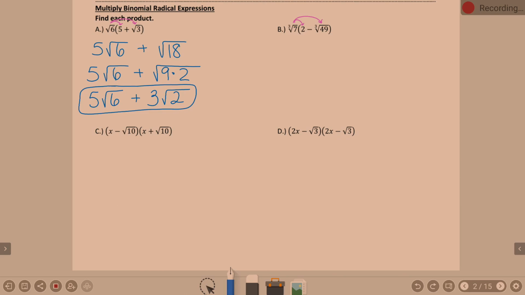What do you think the cube root of 7 times 2 is? 2 cube root of 7. Yep, pretty much just stick them together. So 2 cube root of 7. I'm going to carry my minus sign down. Cube root of 7 times cube root of 49. Cube root of 7 times 49, which I'm being told is 343.